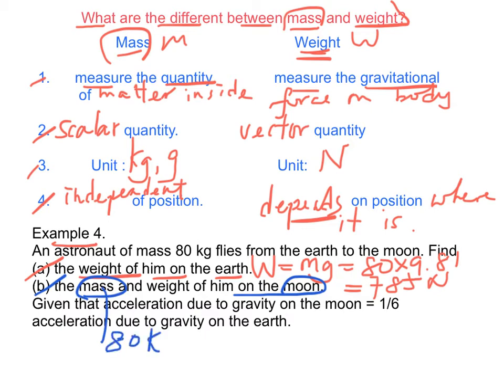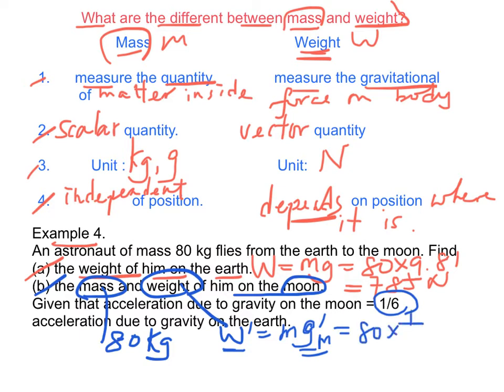but the weight is different from that on Earth because weight equals mg, and the acceleration due to gravity on the moon's surface is only 1/6 of that on the Earth's surface. Therefore, the weight on the moon's surface equals 80 times 1/6 times 9.81, which is equal to 131 Newton.